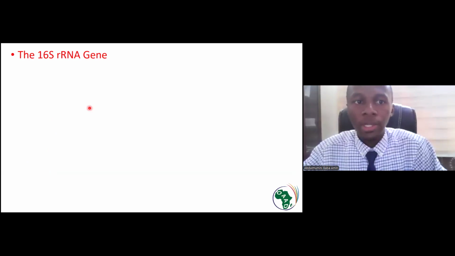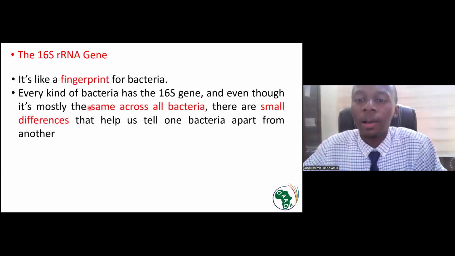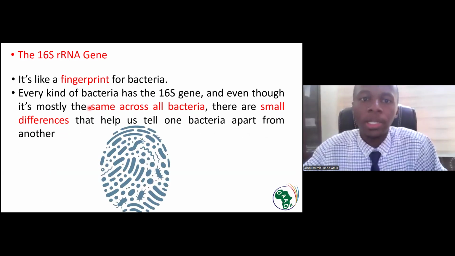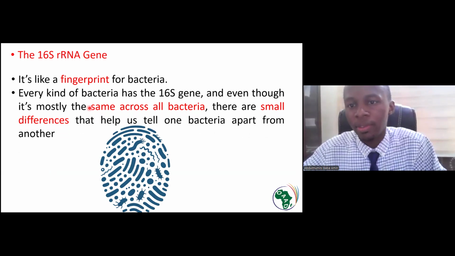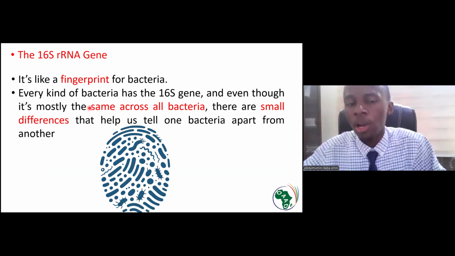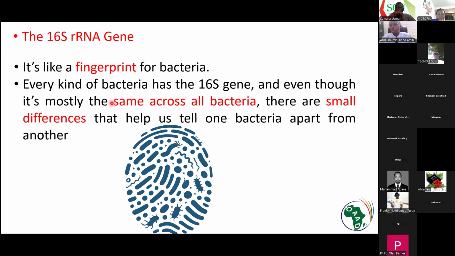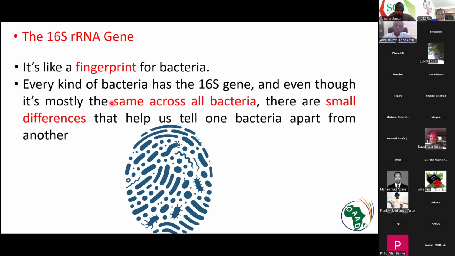So what is the 16S RNA gene? The 16S RNA gene is, in simple terms, just like a fingerprint for bacteria. Every kind of bacteria has the 16S RNA gene. And even though all bacteria have the 16S RNA gene, some sections of the 16S RNA help us to distinguish one bacteria from another.